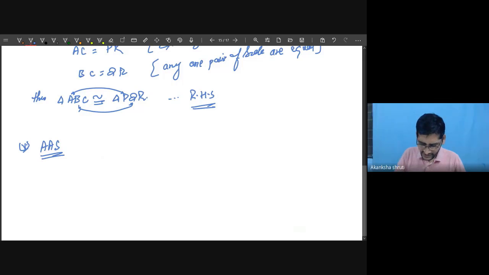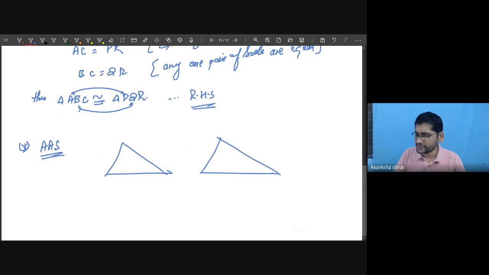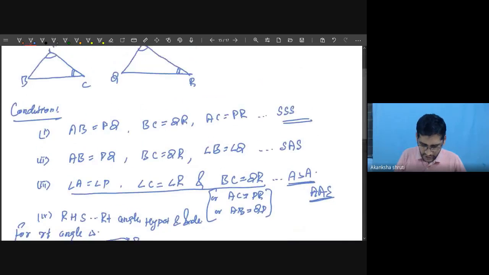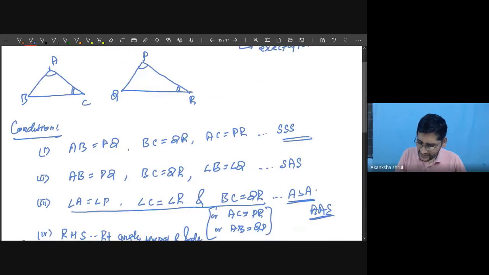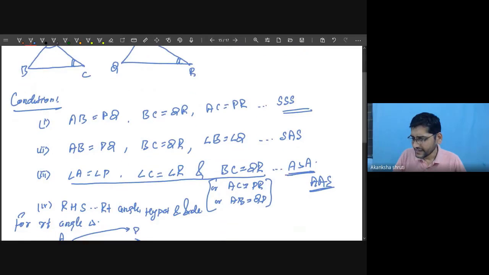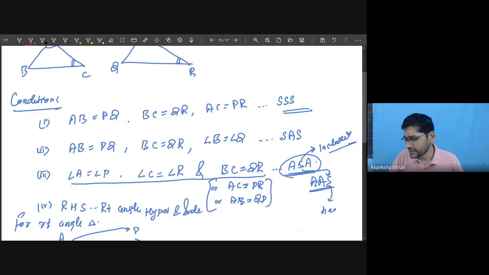AAS. Student, in any two triangles, if any two angles are equal and any third side is equal, then it is written as AAS. But if the corresponding included side is equal, then it is just written as ASA. Here we are getting only one side equal. So in ASA, this side is your included side, and here the side need not be included. It could be any of these sides.